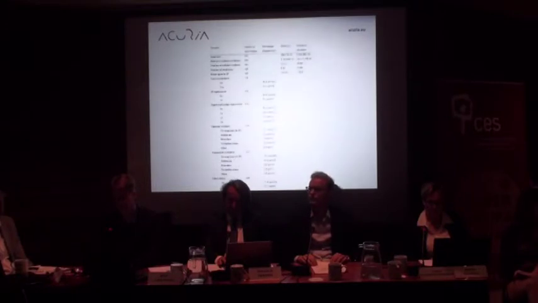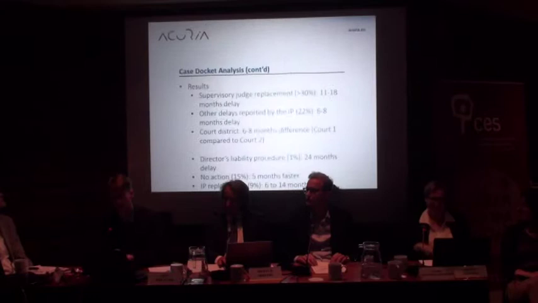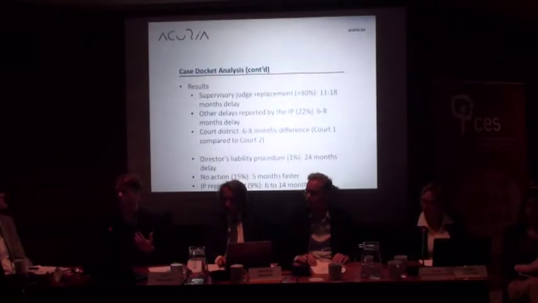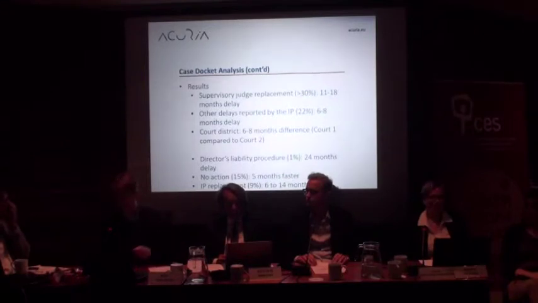All right, so these are some tables to show that we have data, and it kind of looks fancy. I'll race through it. If you have questions, ask about it later. These are the results, right? Basically what we find is we have these supervisory judges, and they're often replaced, often in more than 30% of the cases that we study. And that leads to an 11 to 18 month delay of the insolvency procedure. We'll come back to why that could be in a qualitative study.